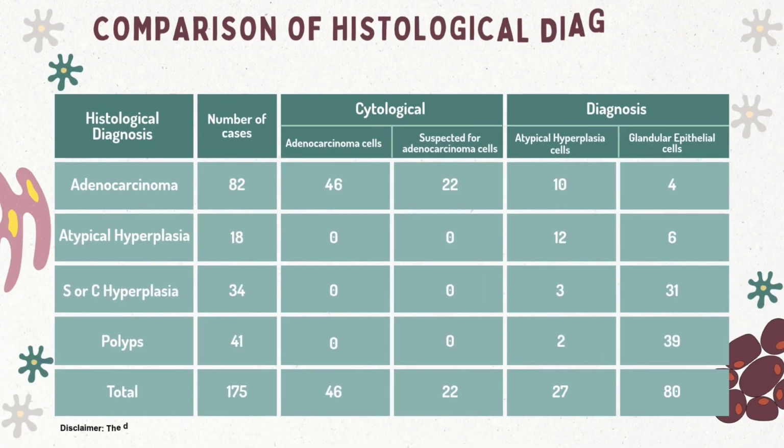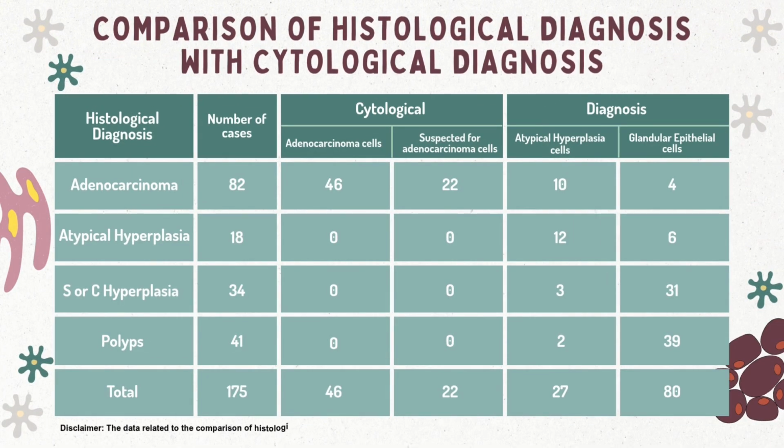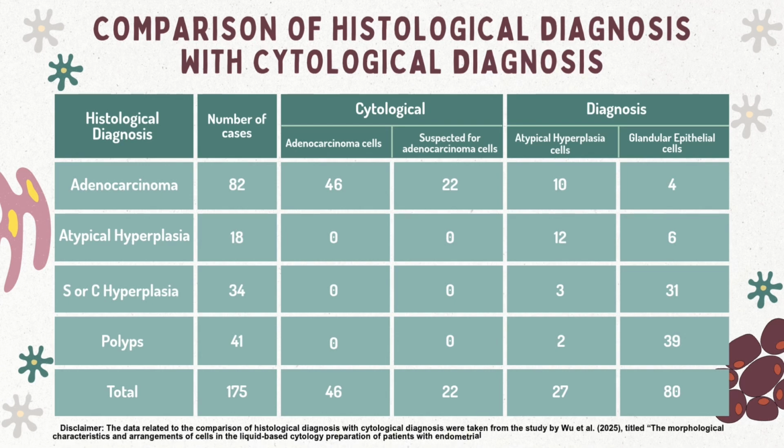Now, let's look at the comparison between histological diagnosis, which is the gold standard, and cytological diagnosis. This table illustrates the diagnostic accuracy of cytology in identifying various types of endometrial lesions among 175 cases. For adenocarcinoma, out of 82 confirmed cases, 46 cases were correctly identified cytologically as adenocarcinoma cells. 22 cases were marked as suspected adenocarcinoma. 10 cases were misdiagnosed as atypical hyperplasia. 4 cases were significantly underdiagnosed as glandular epithelial cells.